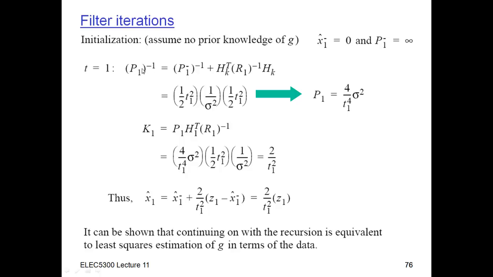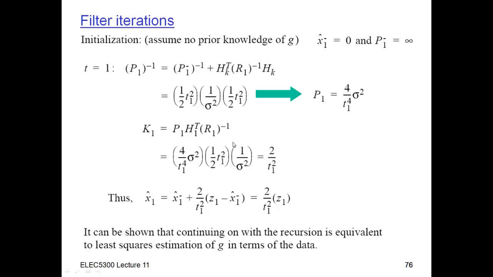That gives me then a new uncertainty, right, which is given by this. Then I can substitute that into the Kalman filter gain. Right? When I substitute that into the Kalman filter gain with all of the parameters that I had before, I get 2 divided by T1 squared. And so now when I do that, I can get this equation right here.